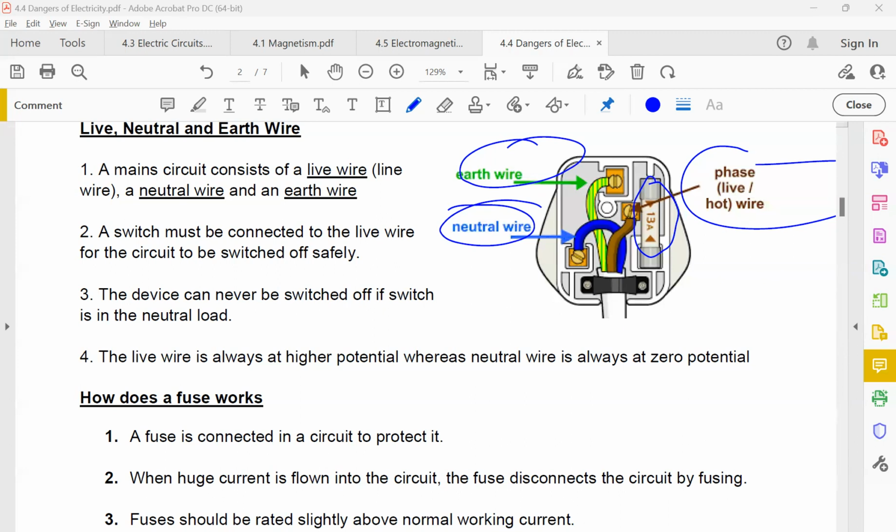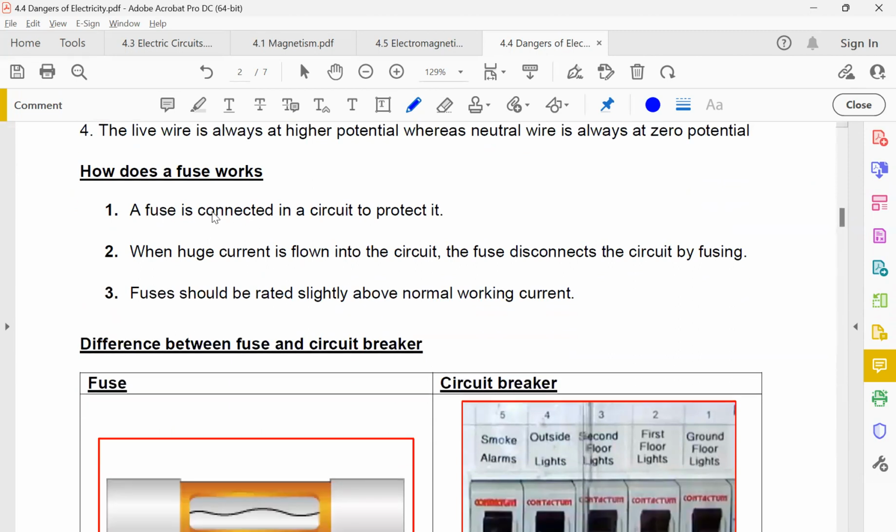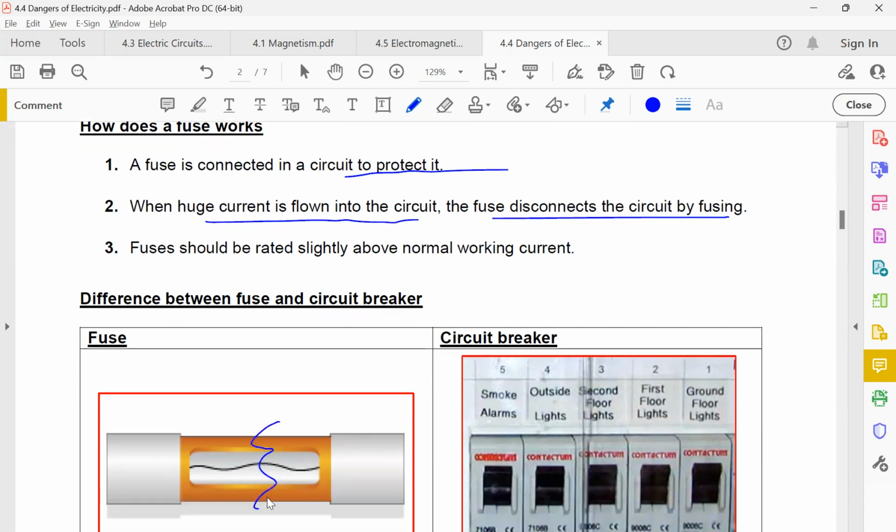Anyways, back to this. Basically a fuse is used to protect the circuit. When a huge current flows through it, it disconnects by fusing. The wire literally burns out and breaks up. The fuse should be rated slightly above normal working current. For example, if this laptop uses 5 amperes of current, the fuse in the plug will be maybe 7 amperes. It'll be slightly higher because they have to take into consideration the fluctuation of current, which could fluctuate high or low.